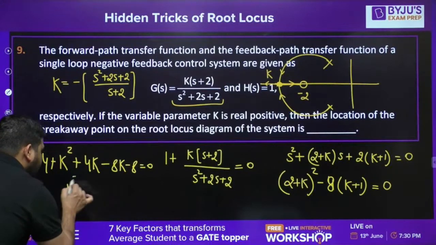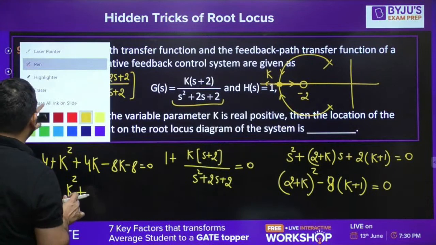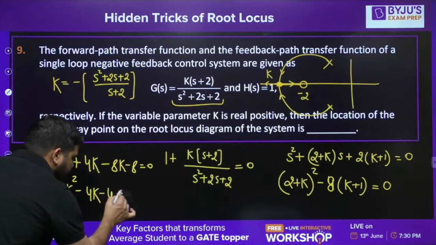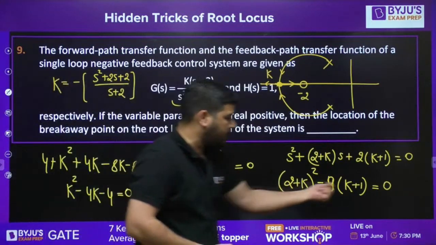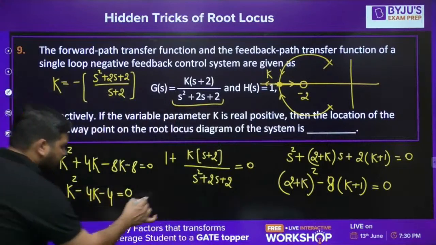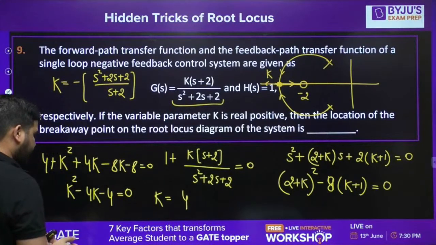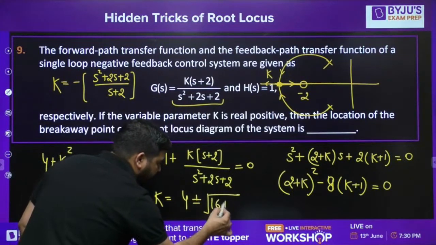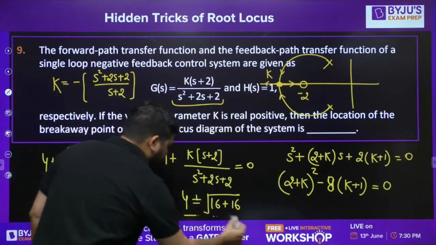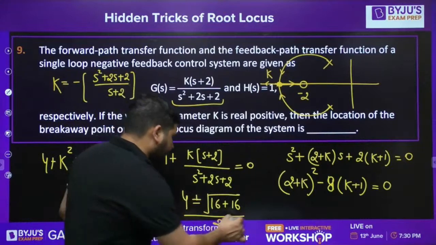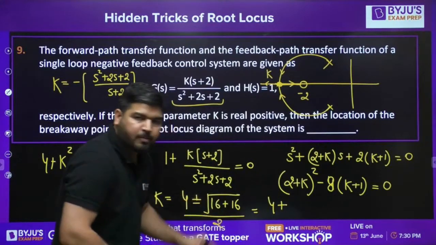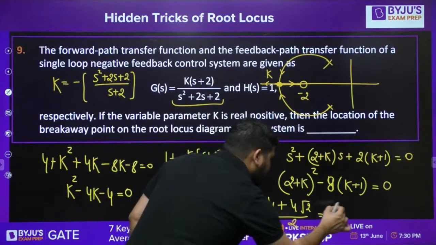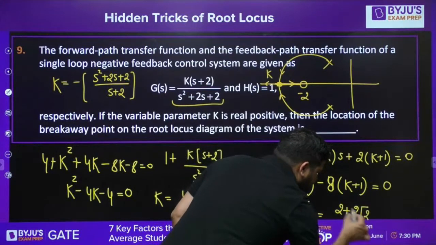So it will become k square minus 4k minus 4 equal to 0. This is the quadratic equation you will get. So let's calculate the k value. So k is equal to minus b plus minus root of b square minus 4ac divided by 2a. Okay? So you can see that it will be 4 plus, we will take plus sign, not minus, 4 plus 4 root 2 divided by 2. Okay? So you will get 2 plus 2 root 2. So you got the k value.